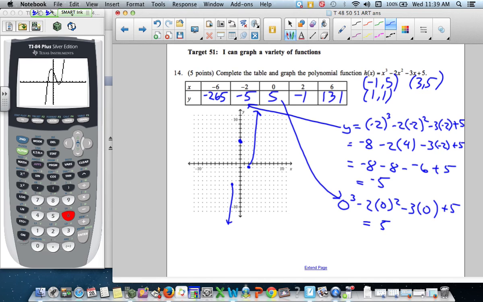And if I wanted, I could plot in some of these other points like -1, 5, 3, 5. You can see my curve there missed a little bit. 1, 1. And then I'm just going to connect the dots there. And I can see my curve. Make sense? It's kind of a more advanced version of making a table, plotting the points, connecting them with a curve. This is kind of a fancier curve.